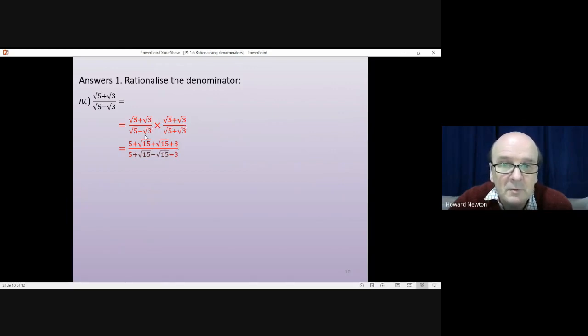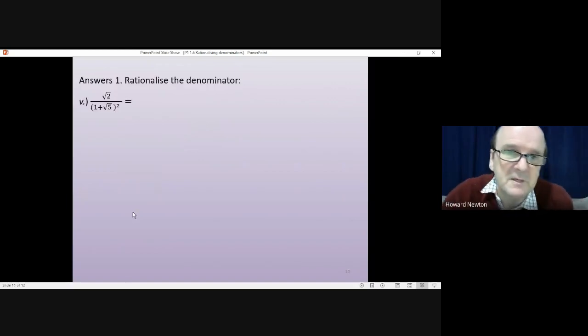On the bottom, the root 5s multiply to give us 5. We get a plus root 3 and a minus root 15, and then minus root 3 times root 3 becomes minus 3. As always, those two terms cancel. On the top, it simplifies to 8 plus 2 root 15. On the bottom, 5 take away 3 is 2. Well, we can divide by 2, so that does simplify even more, and that'll give us 4 plus root 15.